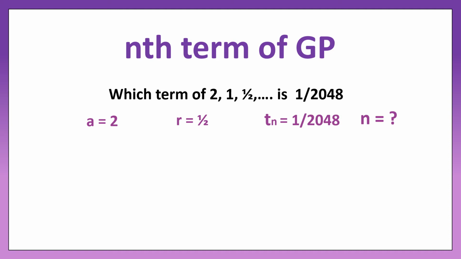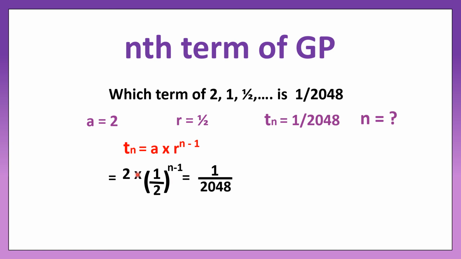Now we can apply the same formula to find the nth term. Tn is equal to a into r raised to n minus 1. And we can apply the values in this formula. A is 2 and then r is 1 by 2. N is unknown, hence n minus 1 is kept as such in the formula. Now this is equal to Tn. Tn is 1 by 2048. Next step is 1 by 2 raised to n minus 1 is equal to 1 by 2048 into 1 by 2.